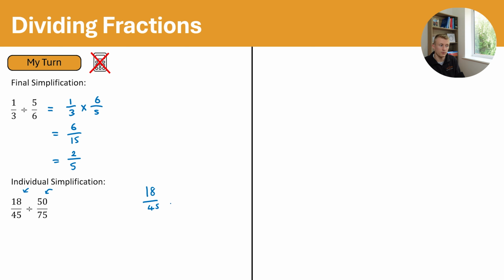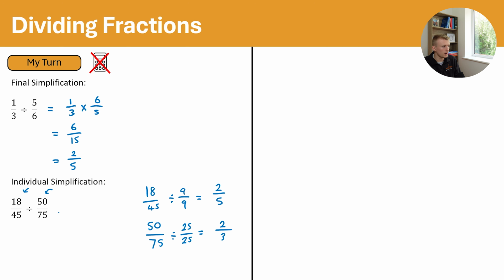18/45. So 18 and 45 have the highest common factor of 9, so I can divide through by 9 on the numerator and 9 on the denominator. 18 divided by 9 is 2, and 45 divided by 9 is 5. I'll then look at my 50/75, and they have a highest common factor of 25. I can divide through by that on the numerator and denominator. 50 divided by 25 is 2, and 75 divided by 25 is 3.